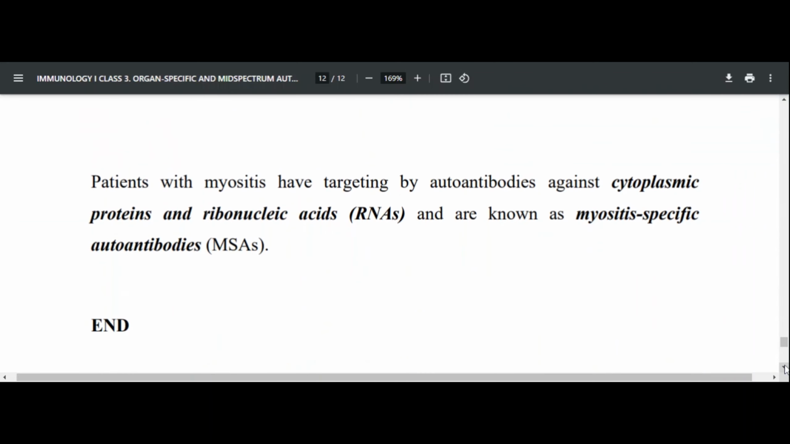So patients with myositis have autoantibodies targeting cytoplasmic proteins and ribonucleic acid, which are also known as myositis-specific autoantibodies. So in polymyositis and dermatomyositis, in vascular autoimmune diseases, we are able to detect these autoantibodies, anti-cytoplasmic protein autoantibodies and anti-ribonucleic acid autoantibodies. So why am I focusing on autoantibodies? It is because to understand autoimmune diseases, you must be able to understand which antibodies are involved in a certain autoimmune disease.